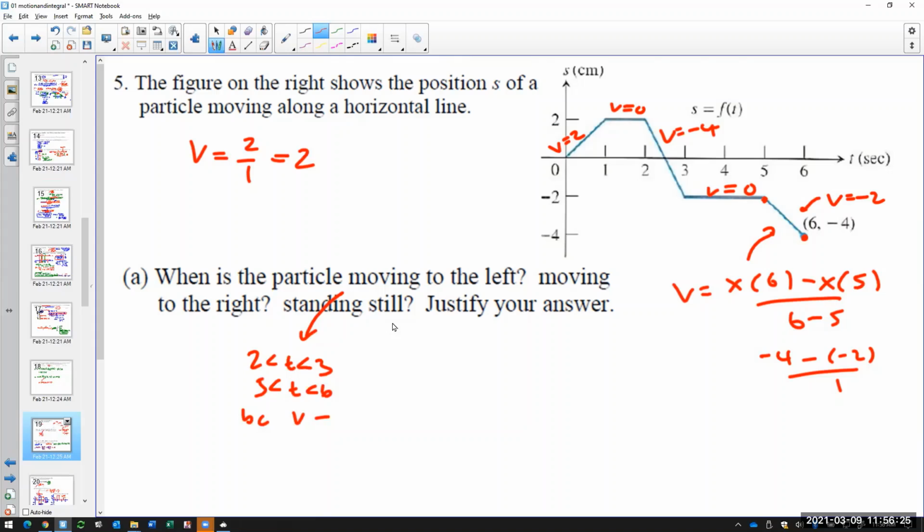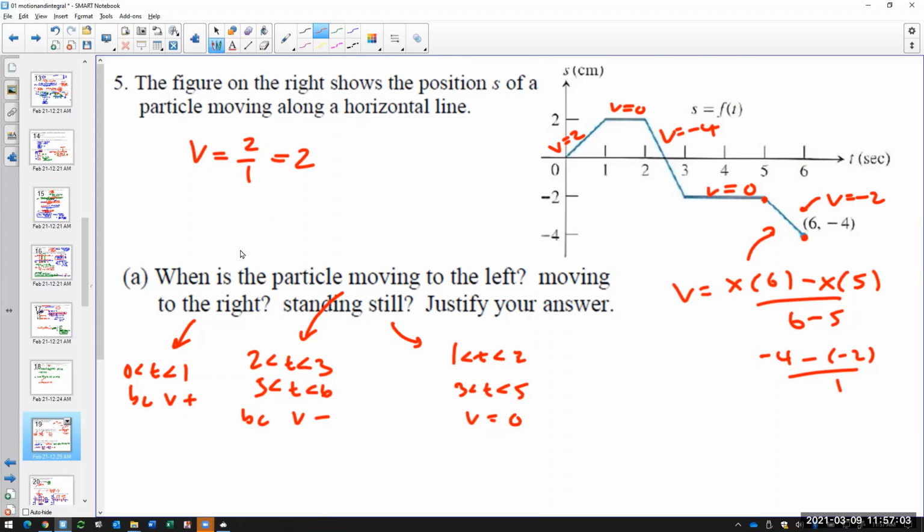Moving right, that's going to be when velocity is positive. So that would be between time 0 and 1. Just 0 and 1. And what's your justification here? V is positive. All right, what about standing still? Between time 1 and 2, and between time 3 and 5. And what's your justification? Velocity equals 0. You see how nice that is?